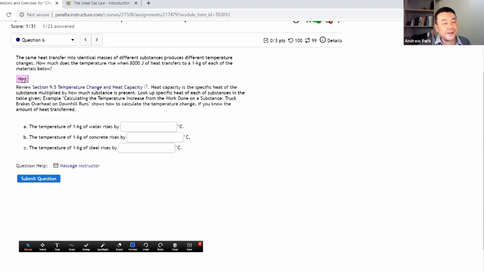When you're not sure what to do, the hint is what I would recommend. I am trying to be helpful. It says review heat capacity, look up the specific heat of each of the substances. Okay, so I'm going to need to look that up. Oh, and it's giving me an example that I should follow, calculating the temperature increase. Okay, so I'm going to look for that example.